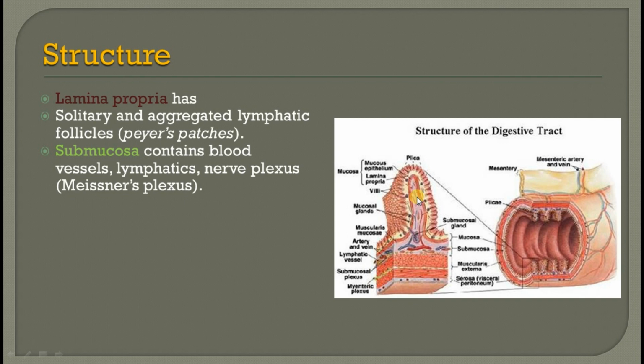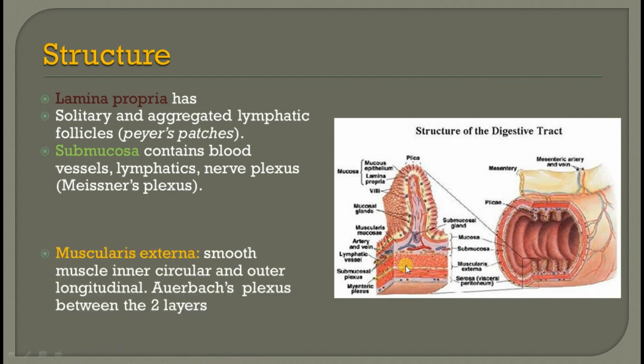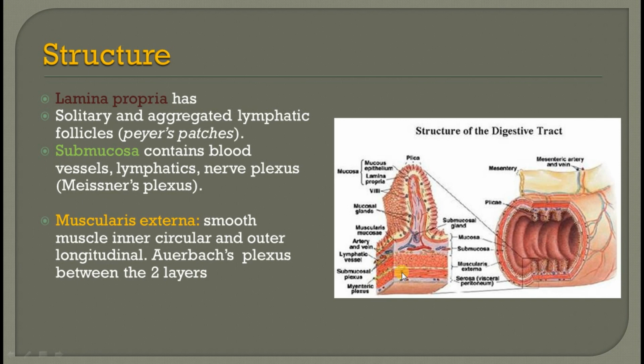So the submucosa contains blood vessels, lymphatic vessels, and a nerve plexus, that is the submucosal plexus. These are post-ganglionic parasympathetic fibers present between the mucosa and the submucosa. You have one more plexus between the two layers of the muscularis externa, inner circular and outer longitudinal. This is called the myenteric plexus, or Auerbach's plexus.